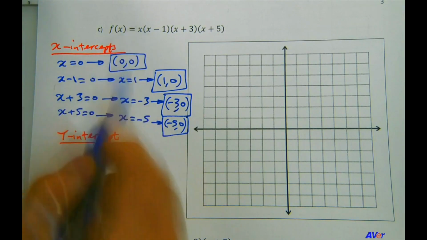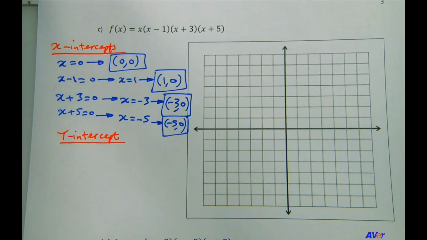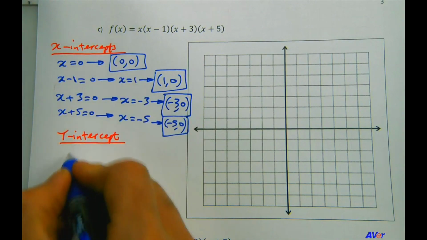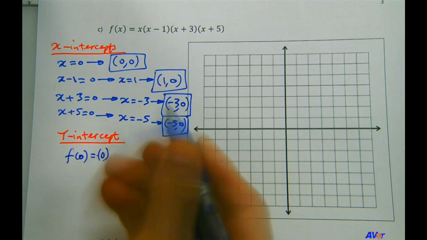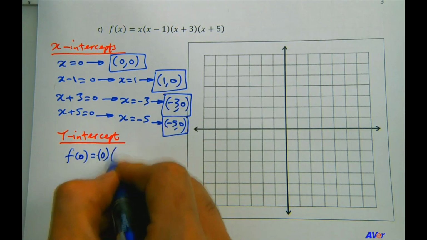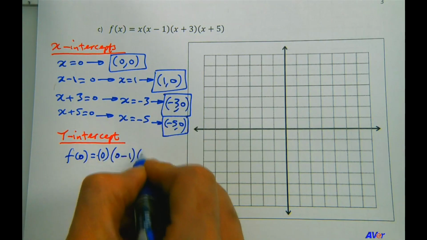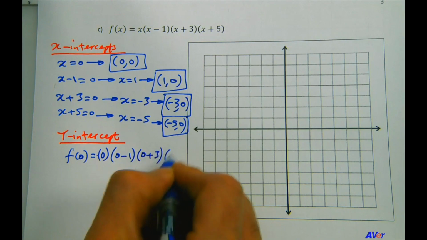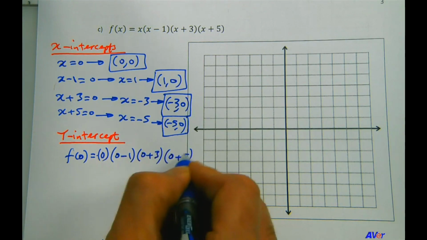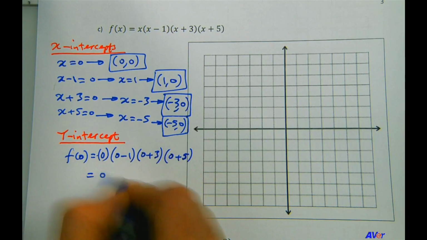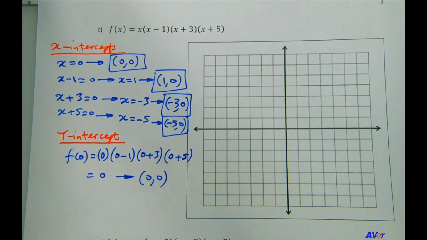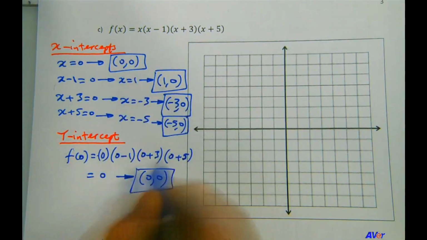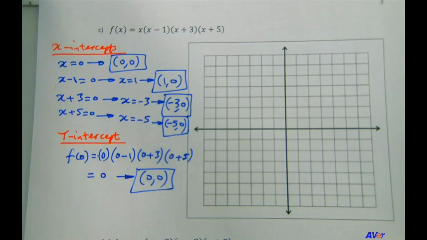So for that, plug in for x with 0 and calculate the value of the function. So the function at 0 would be 0, right? We know that. 0 times 0 minus 1 times 0 plus 3 times 0 plus 5, that would be 0. So we would have 0 comma 0 as both the x and the y-intercept. The y-intercept and the x-intercept.